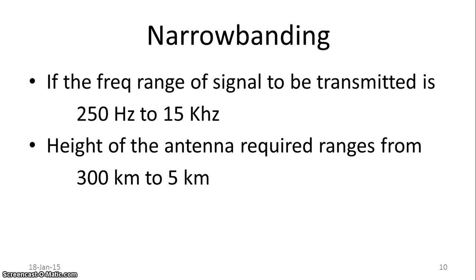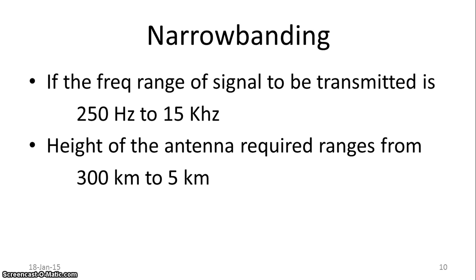That means if we are transmitting 250 Hz as well as 15 kHz simultaneously, we need an antenna which will have a variable height from 300 kilometers to 5 kilometers. So practically changing the height of the antenna dynamically while the signal is being transmitted is not possible.